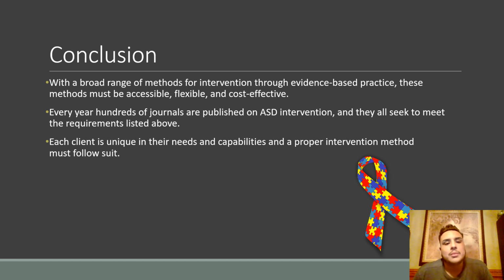So in conclusion, we have a broad range of methods for intervention through evidence-based practice. These methods must be accessible, flexible, and cost-effective. These are the three criteria we take when discussing the proper intervention method for a client, especially as these clients are unique and they need a specialized method of intervention in order to be successful. Every year, hundreds of journals are published on ASD intervention as more cases arise and the caseload becomes even greater. They all seek to meet the same requirements as listed above: accessible, flexible, and cost-effective.